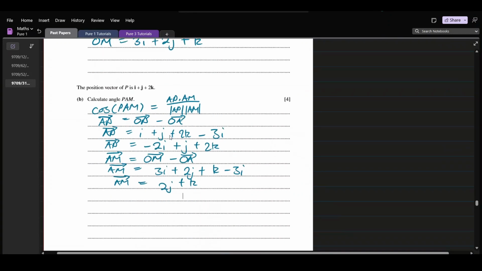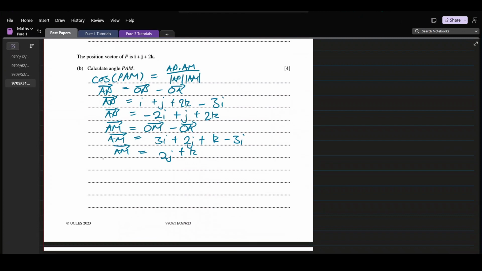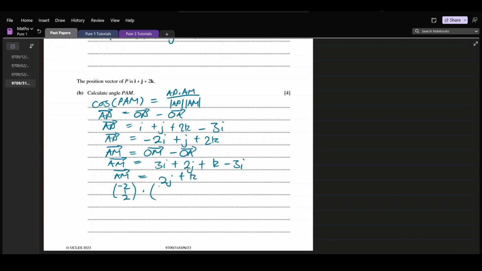Now let's find the dot product of these two vectors. So our dot product would be, let's write them as column vectors. AP would be (-2, 1, 2), and this is dot AM, which is (0, 2, 1). And so that's -2 times 0, which gives us 0. And then we have 1 times 2, which gives us 2, plus 2 times 1, which gives us 2. And this simplifies to give 4.